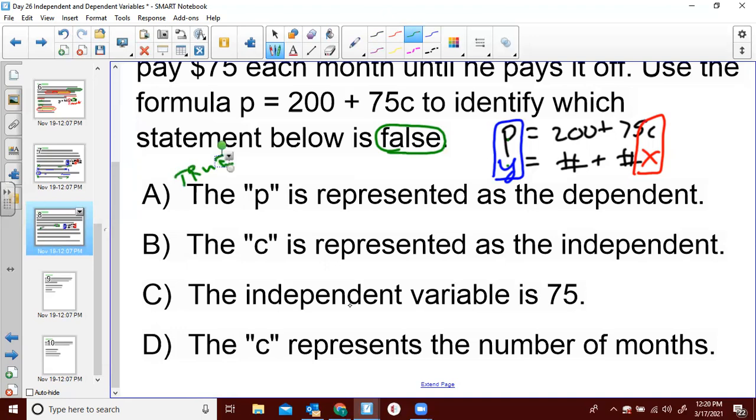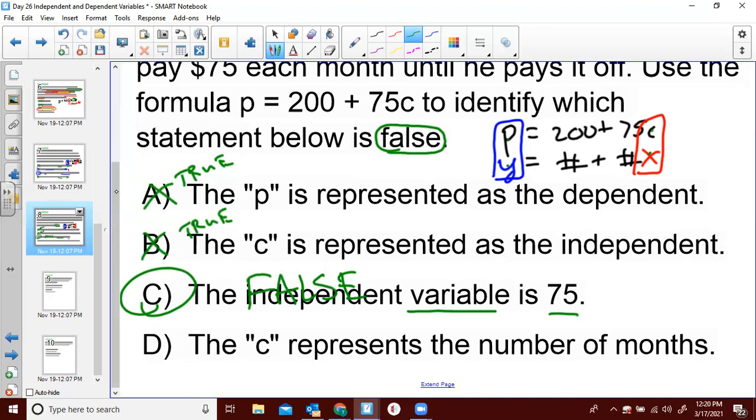So we know it's not going to be a good answer. C represents the independent. We have our C with our X, so that is also true. So that's no good. The independent variable is 75. Variable 75, always going to be false. Never going to have a variable be a number. And the C represents the number of months.